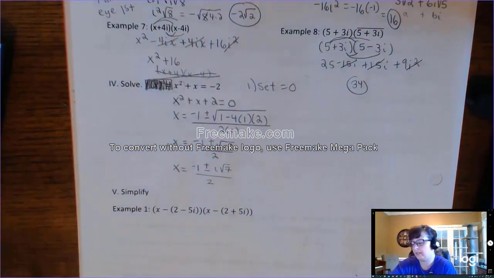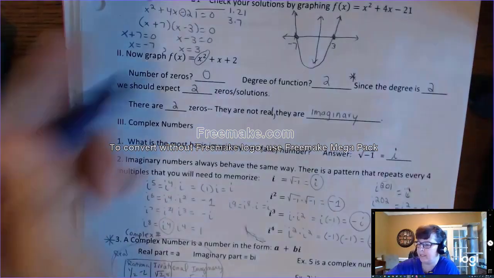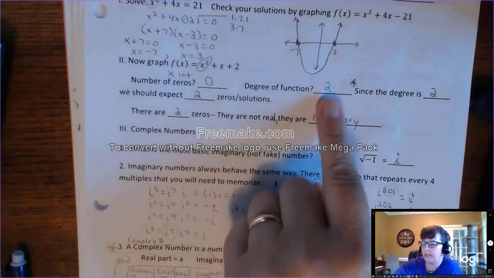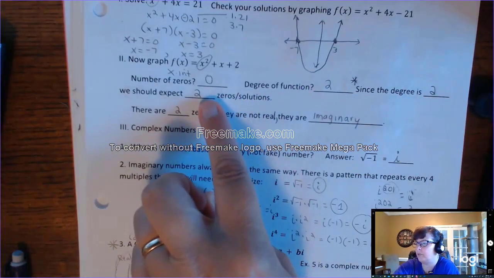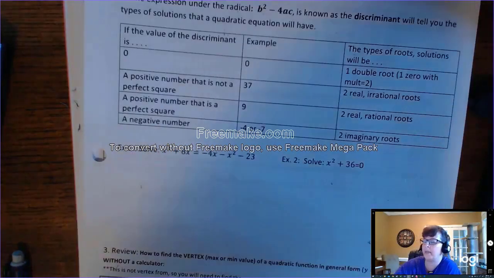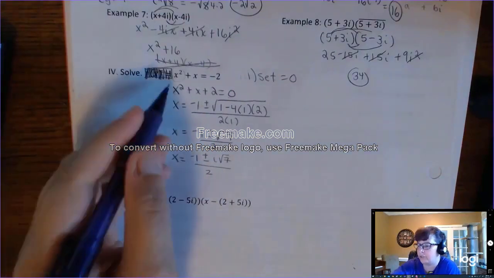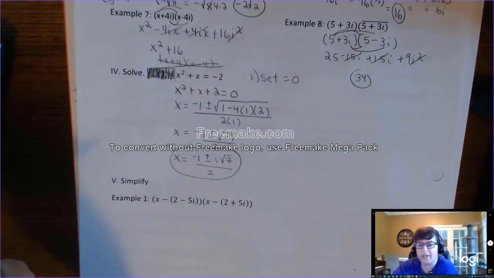So we said that it did not have any zeros, it didn't have any x-intercepts, it didn't cross the x-axis, but it had a degree 2, and so since the degree is 2, we should expect 2 zeros or solutions. So in fact there are 2 zeros, it's just that they're imaginary. So these don't show up on the graph because the graph is only real numbers, but these are the solutions to this quadratic. These are complex solutions. They are imaginary.